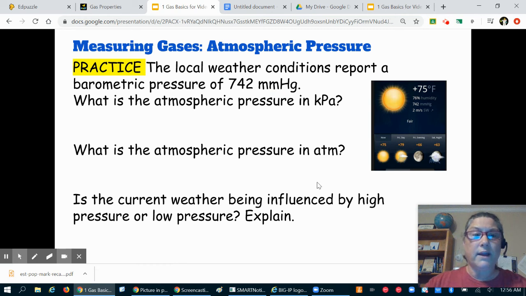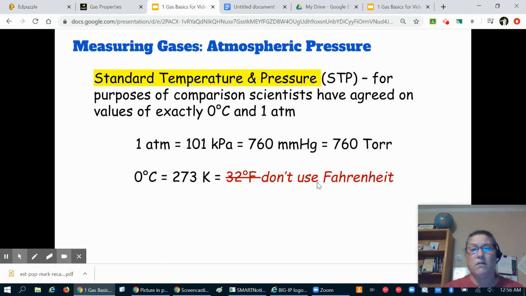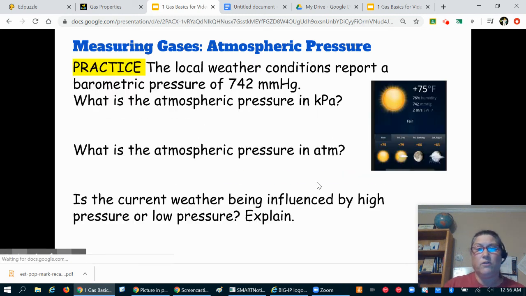Okay, let's do some practice converting. The local weather conditions report that there's a barometric pressure of 742 millimeters of mercury. Use the information on this page to convert 742 millimeters of mercury to kPa, ATM. Good job. So would we say that the current weather is being influenced by high pressure or low pressure? How would you explain your answer?